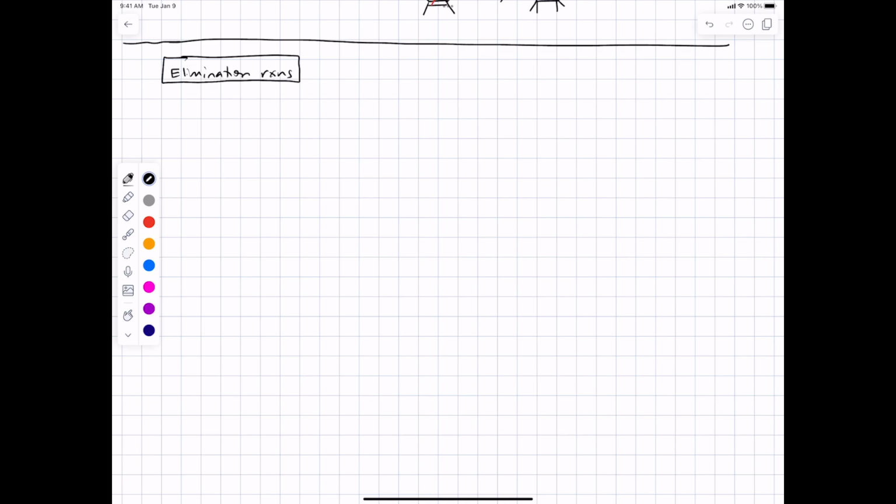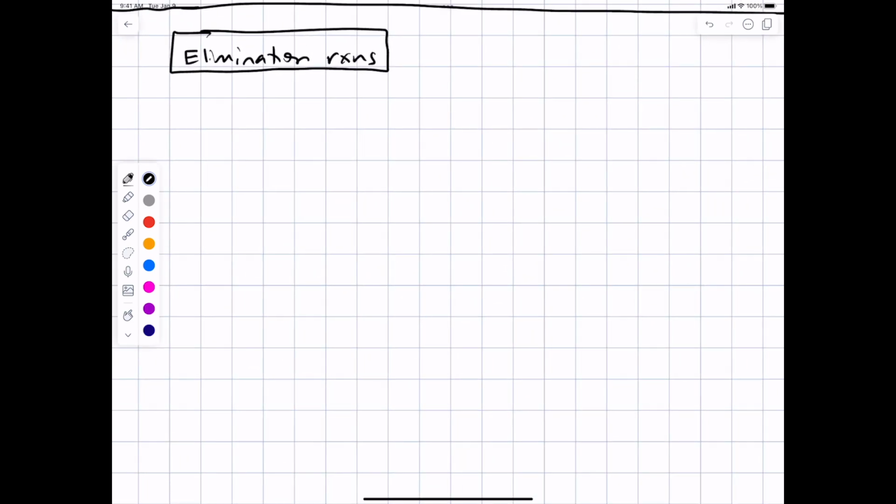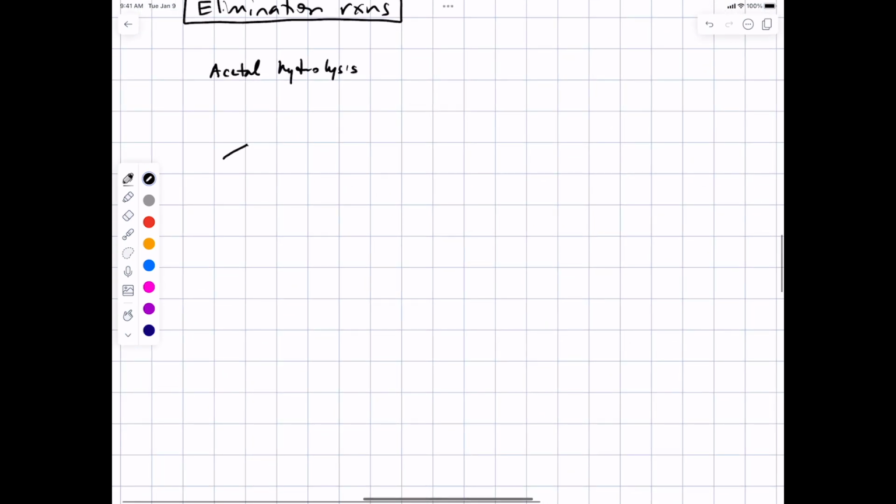But at least at the beginning, your text is going to focus on elimination reactions that generate carbonyl-like intermediates. So the first is acetal hydrolysis, which you may look at this and you're like, what does this have to do with elimination?